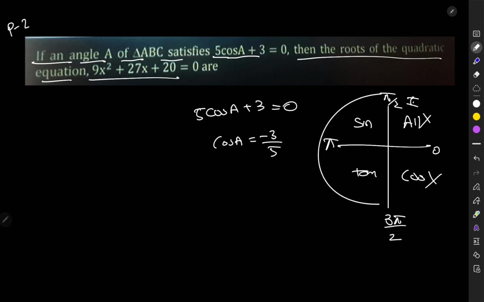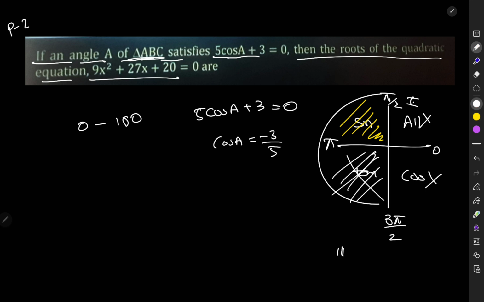And we know that the angles of a triangle will be from 0 to 180, right? So it can't be the third quadrant. So this is also eliminated, and it will be for sure in the second quadrant.